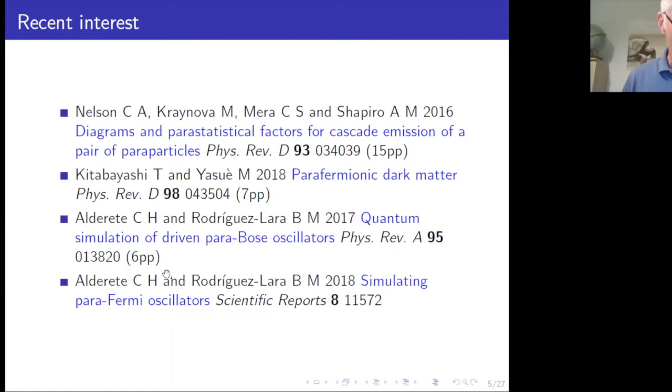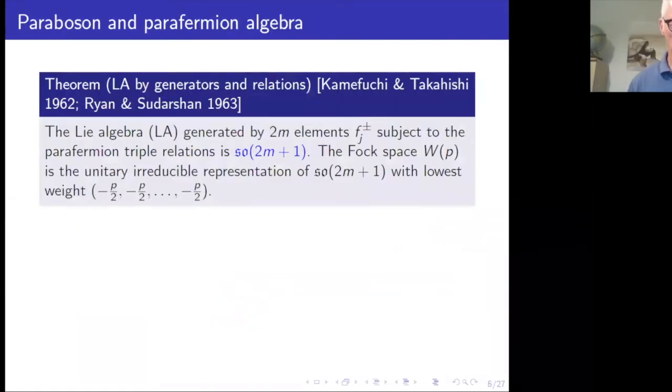Okay, now I've introduced these relations as just triple relations, but it's also known already a long time that there's a deeper algebraic structure behind it. And for the case of parabosons, this is also known already from the 60s, and they realized at that time that the Lie algebra generated by these 2m elements, subject to these relations, is just the Lie algebra SO(2m+1). And the Fock space then corresponds to an irreducible representation with lowest weight minus p over 2, minus p over 2, and so on.